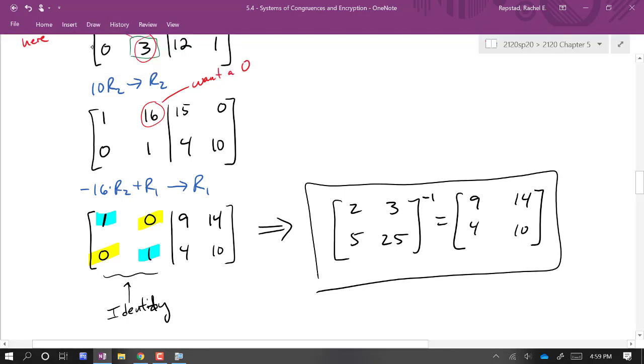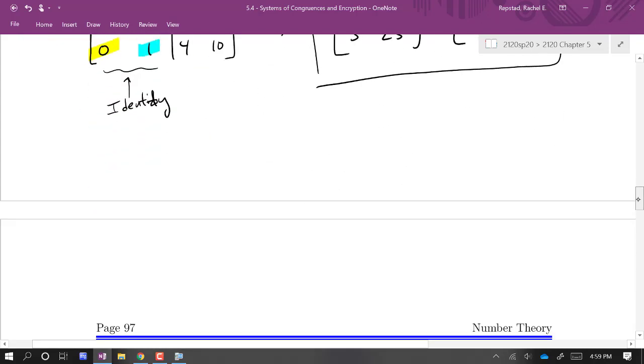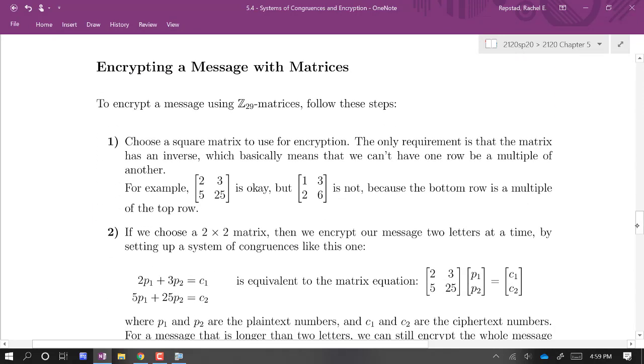When we're doing stuff with matrices, we're going to be doing a lot of matrix multiplication to help us with the encryption and the decryption. So as I go through these next examples, you're going to see me pulling up the calculator to make quick work of some of that matrix multiplication.